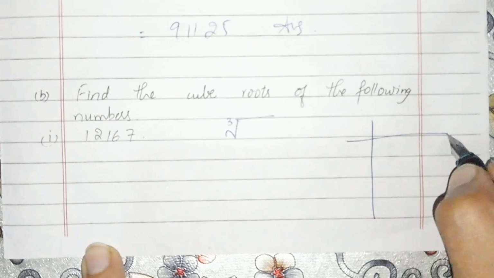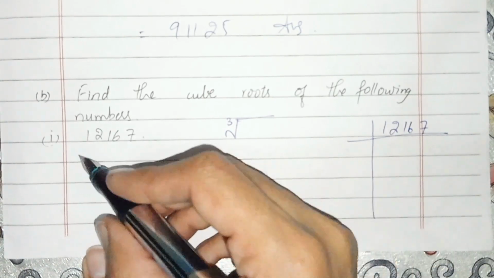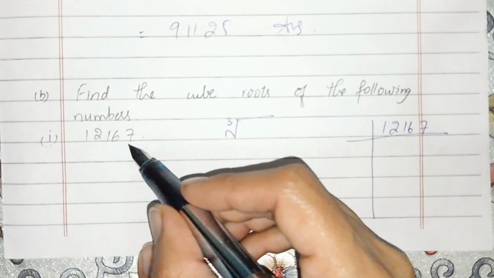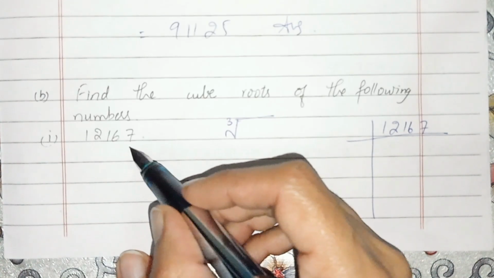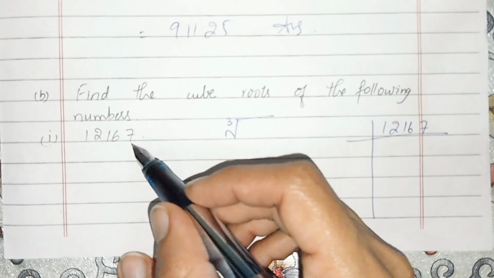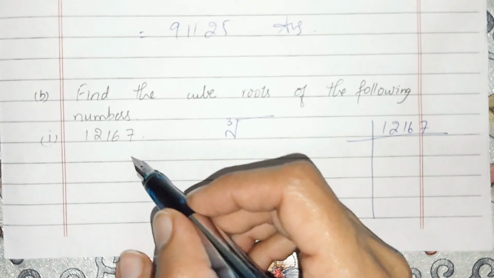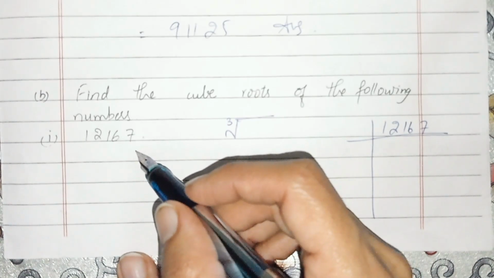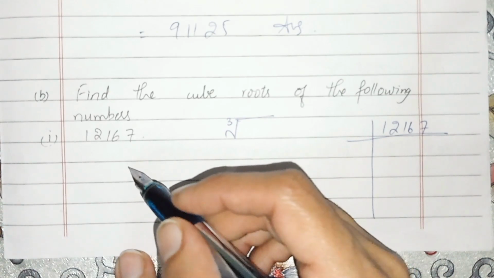First we have to take the LCM of it, or rather the prime factorization. This value does not come in the table of 2 or 4 because there is no even number at the end, and also not in the table of 5 because there is no 5 or 0 at the end, and this value is also not in the table of 3 or 7.